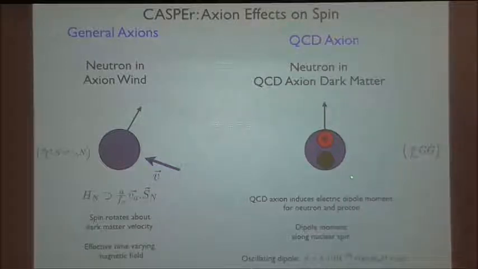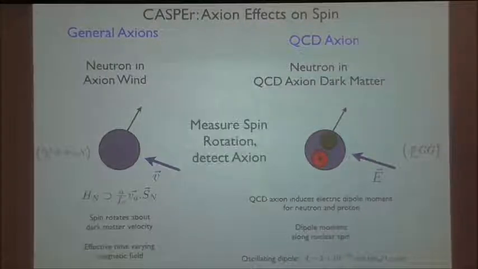So how do you find a tiny electric dipole moment? Well, one thing you can do is you can apply some electric field, okay, and that electric field will cause the spin to rotate. That's the basic idea. So what you notice in all these cases is that if you can somehow measure the spin rotation caused by the axion dark matter or the hidden photon dark matter, you're able to detect this dark matter directly.